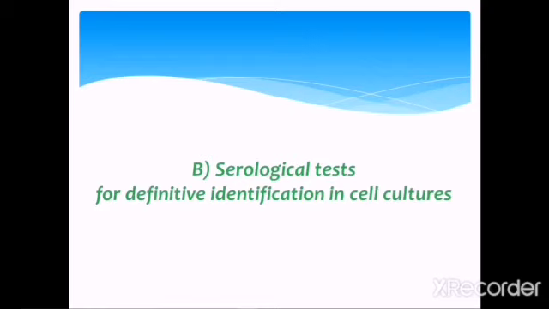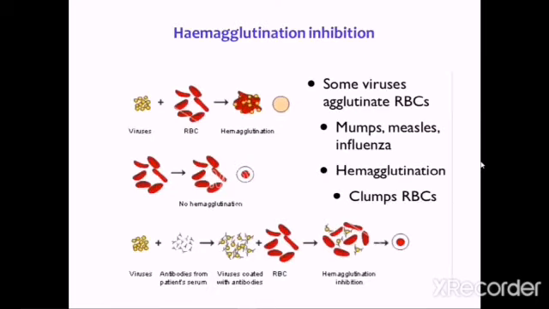There are certain serological tests for definitive identification of viruses in cell cultures. The first one is the hemagglutination inhibition method. In this method, if viruses and their antibodies are homologous, then these viruses are blocked from attaching to erythrocytes and there is no hemagglutination. So this is called the hemagglutination inhibition method. Obviously, this is possible only for those viruses which can agglutinate RBCs.